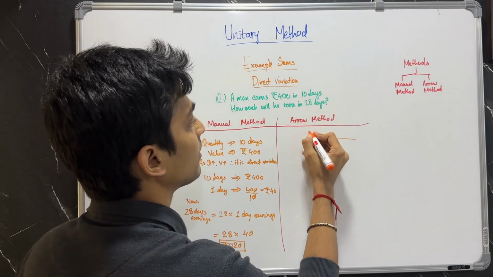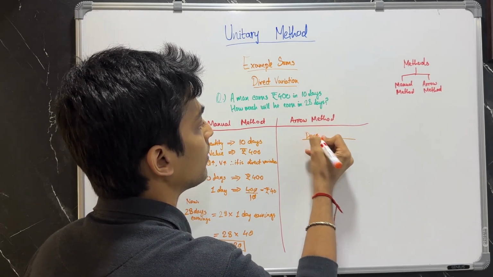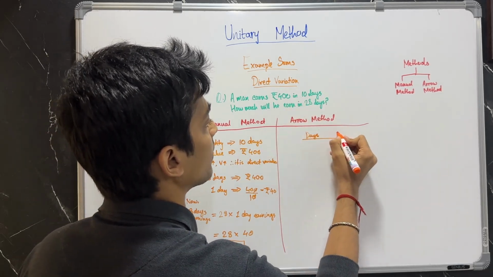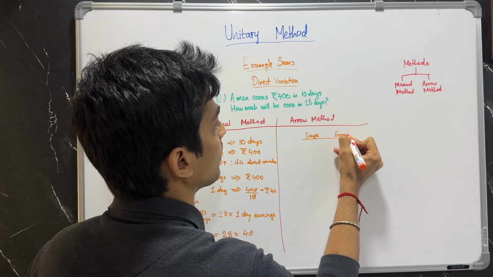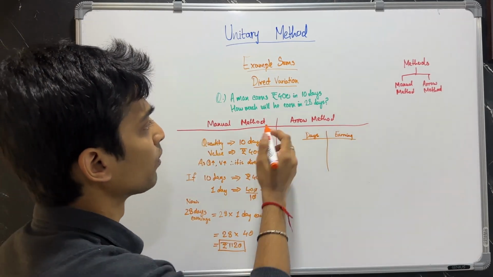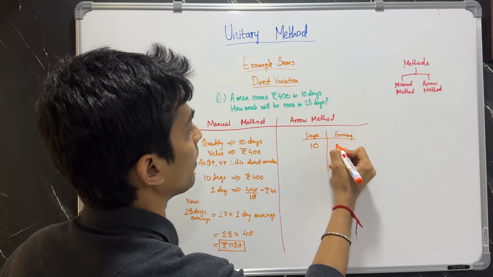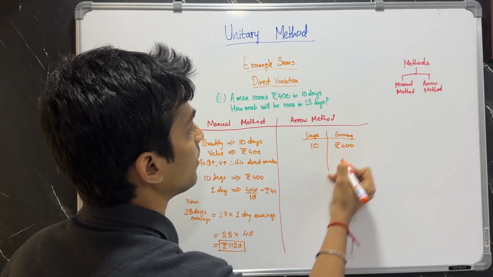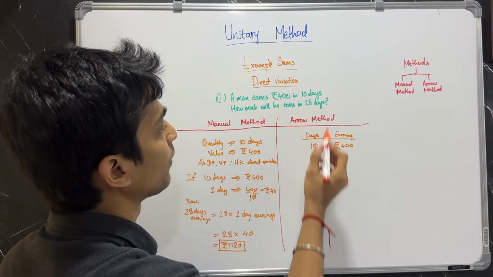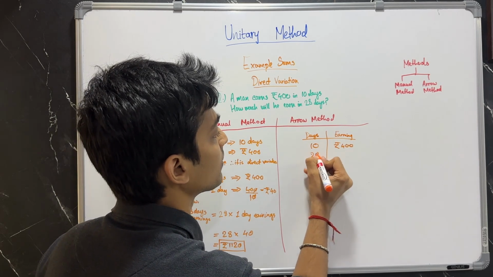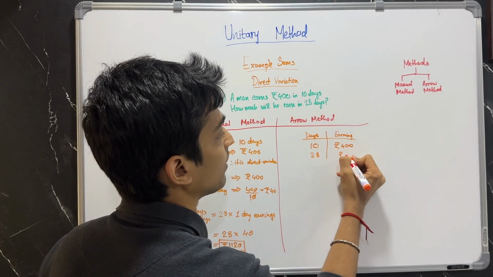Quantity is days and value is earning. Now we can just write what is given in the question. 10 days earning is 400 rupees. Then how much will he earn in 28 days? So we can write 28 days is question mark, which is X.